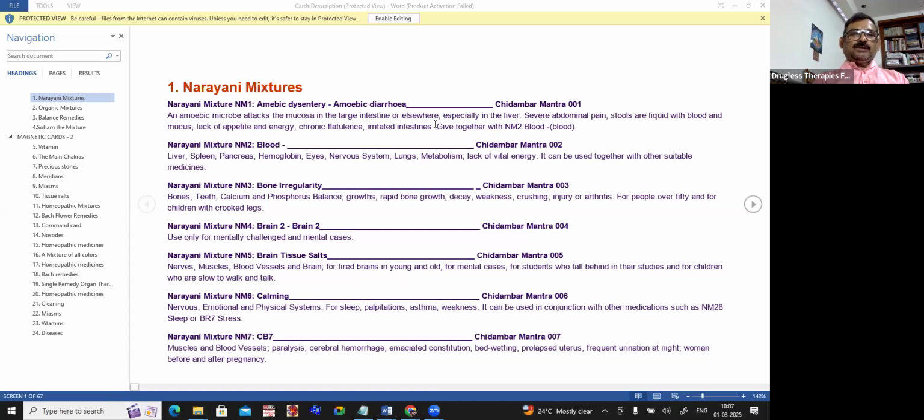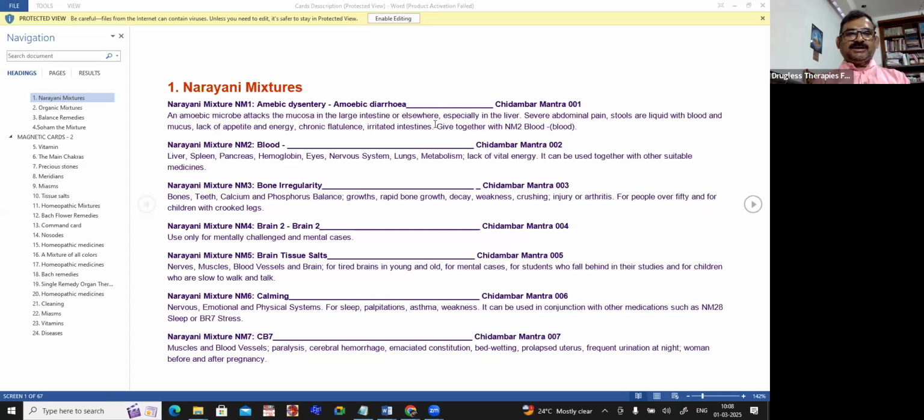Now, how the question will be asked: NM1 amoebic dysentery is useful for one. Amoebic dysentery means loose motion with mucus. Second is rheumatism. Third is for headache. Fourth is for liver, or any other problem like that. If you are attentive, you can just see the heading of those combinations, and you will be able to answer what it is used for.